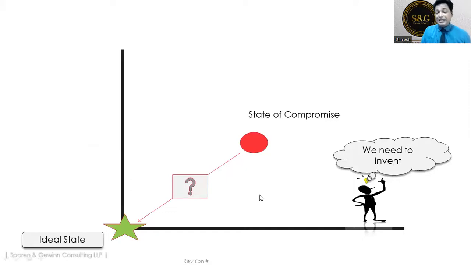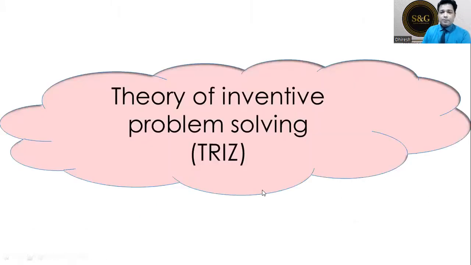TRIZ comes into the picture. We need to invent. We need to innovatively identify certain ideas, generate some ideas. That's where TRIZ comes into the picture. Now, what is TRIZ? As I said, TRIZ is a short form which is in the Russian language. In English, it is the theory of inventive problem solving, or you can call it TIPS.